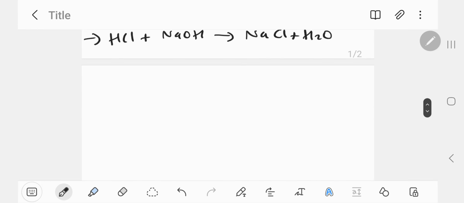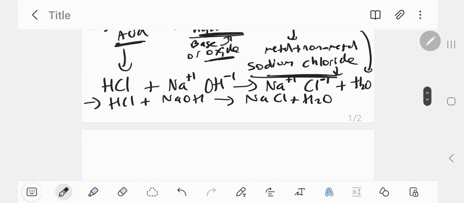Same thing on the right. This equation here is balanced. I'm not going to try and balance it because there's the same number of hydrogens: 2 on the left, 2 on the right. Chlorine, there's 1 on the left, 1 on the right.